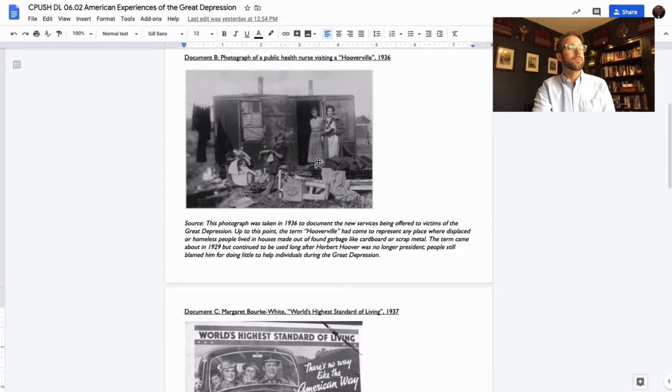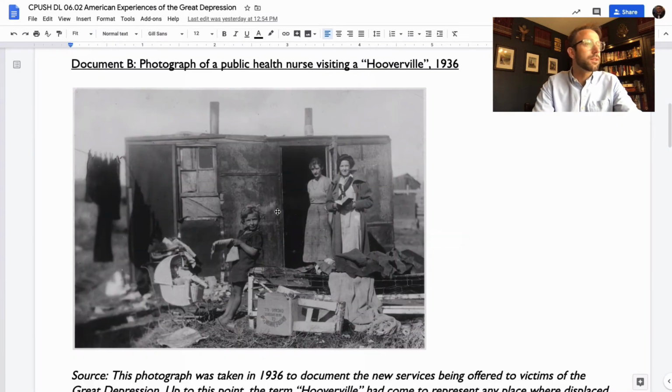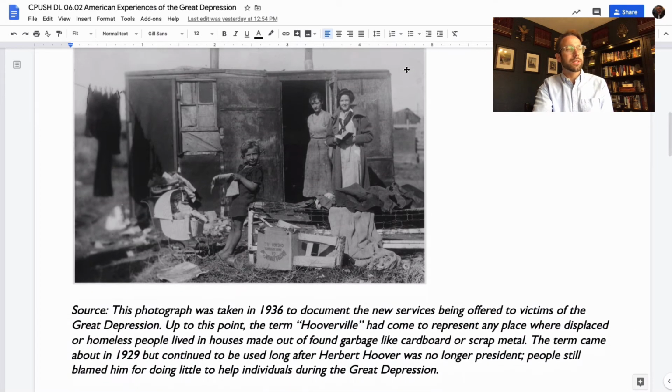So if we look at document B here, what we see, and let's see if I can zoom in. That's a little bit better for you probably. So we see it says photograph of a public health nurse visiting a Hooverville. If you say to yourself, I don't know what a Hooverville is, well, there's always the source line, right? Which tells us a bit more information.